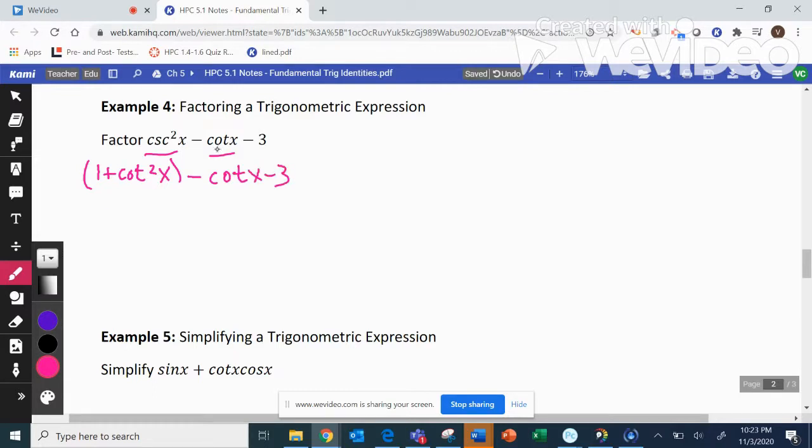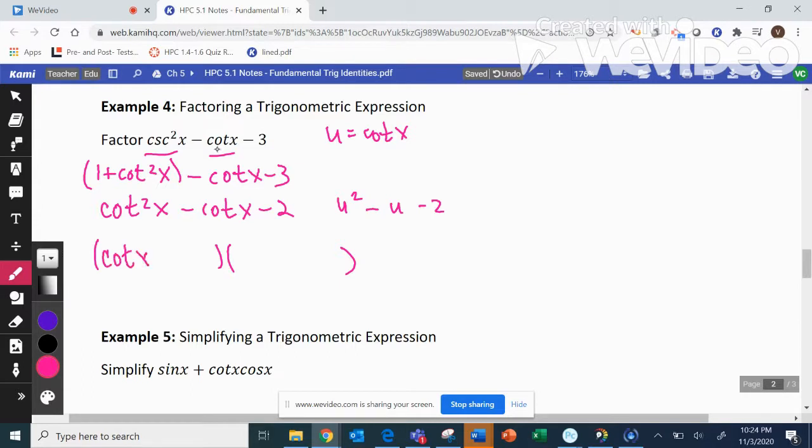And then I'm going to combine some like terms. I'm going to have cotangent squared x minus cotangent x. And then the 1 minus 3 is minus 2. And I'm going to factor this. And you can use U substitution if you want to try to factor, where U is equal to cotangent. You would be factoring U squared minus U minus 2. Or you can go straight to the cotangent. Looks like I'm going to have a 2 and a 1. The middle is negative, so my 2 is going to be the negative and my 1 is going to be the positive.